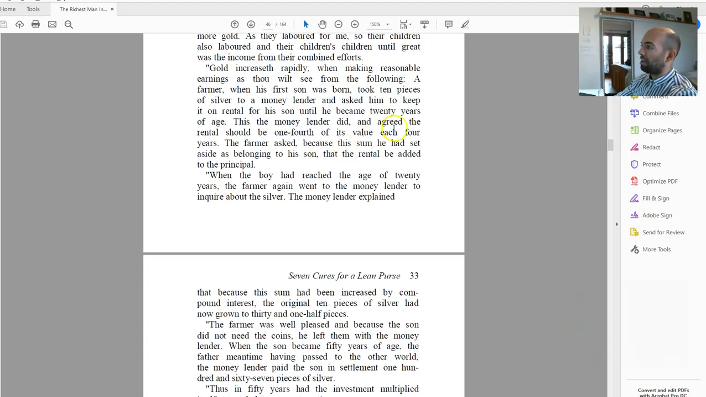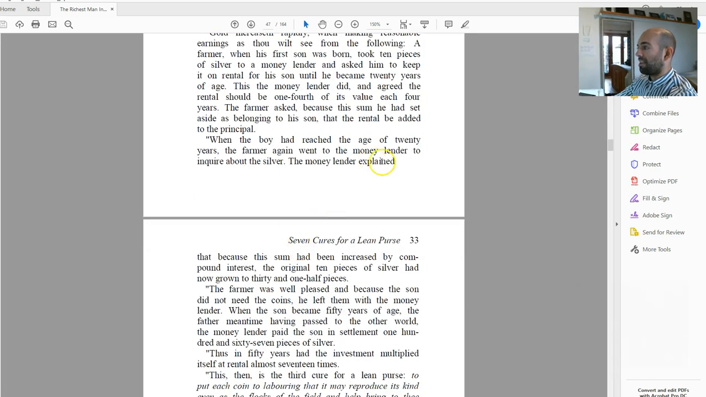Let's go back here. The farmer asked, because it was something he had set aside, that the rental be added to the principal. This is the whole idea of compounding, that it's not paid out, but it's added to the principal, so that not only does the principal base of 10 silver coins compound, but also the interest added to it. So when the boy had reached the age of 20 years, the farmer again went to the moneylender to inquire about the silver, and the lender explained that because the sum had been increased by compound interest, the original 10 pieces of silver had now grown to 30 1/2 pieces.